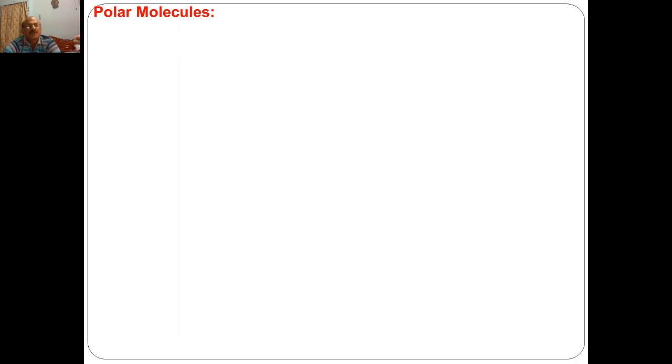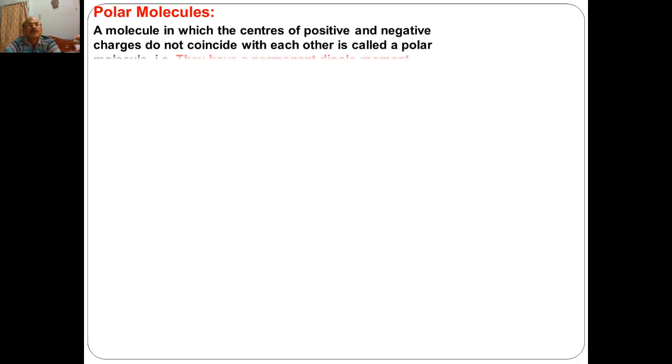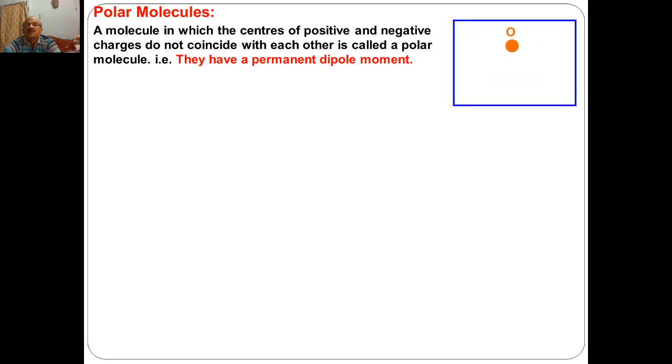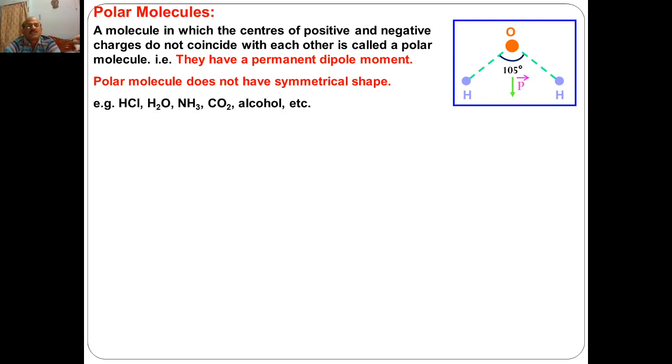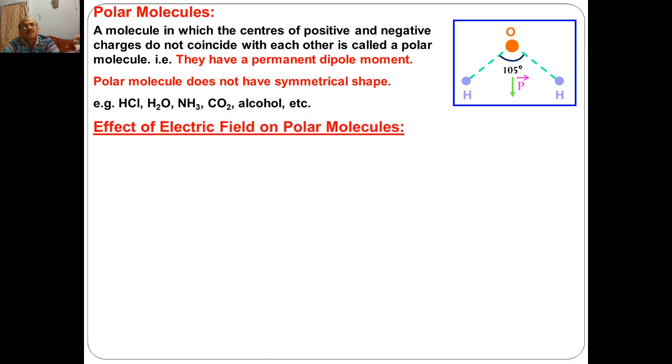Now, before moving forward, we have also discussed earlier the polar molecules and non-polar molecules. So once again, a recap. Polar molecules are those in which the centers of positive and negative charges do not coincide with each other, meaning they have a permanent dipole moment. Say in the case of water, the direction of dipole moment P. Examples: water, carbon dioxide, alcohol, etc.